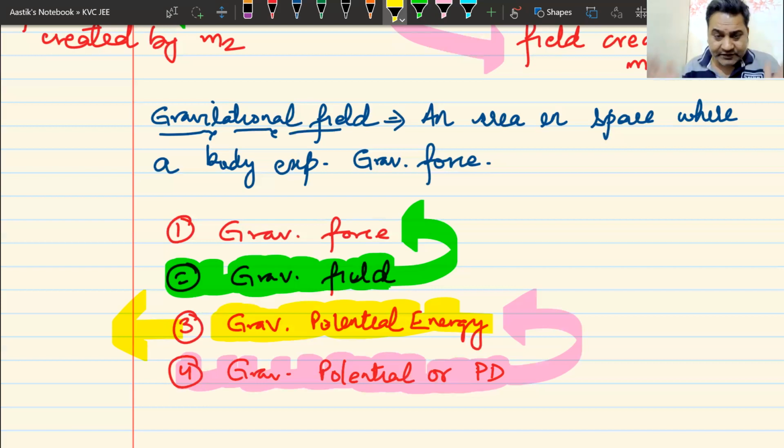Field creates everything. Because of field, force comes. Because of field, potential is there. If I place a block, it becomes gravitational potential energy. Do you all understand this? Or shall I repeat it? I will try to illustrate it with a simple diagram. Maybe that makes things clear.